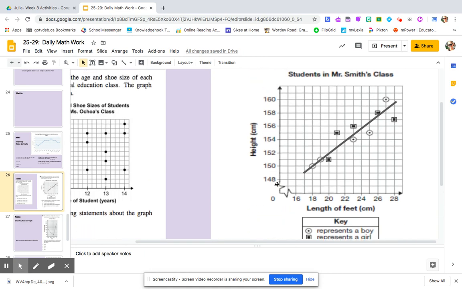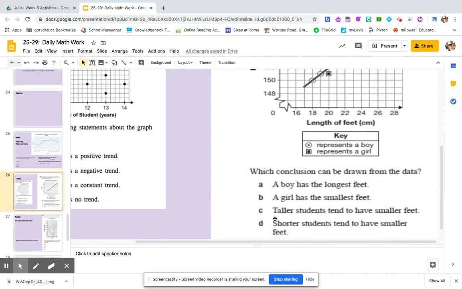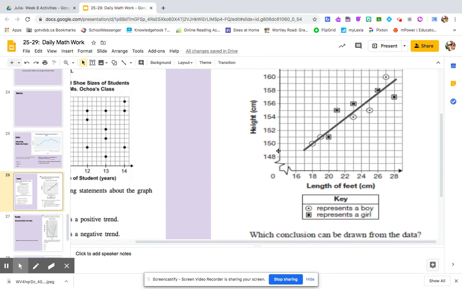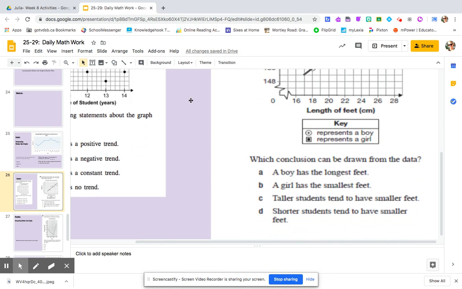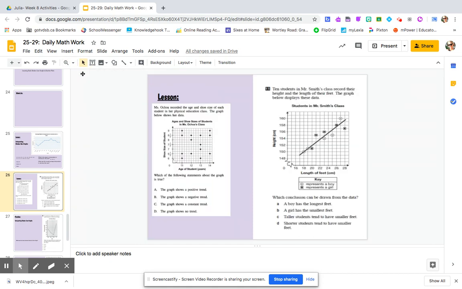Taller students tend to have smaller feet. So if I'm looking at their height, is it going to be lower? No, they seem to have longer feet. So if I look here, shorter students tend to have smaller feet. Shorter students, smaller feet. That is true. So for our answer here, it would be D is correct.